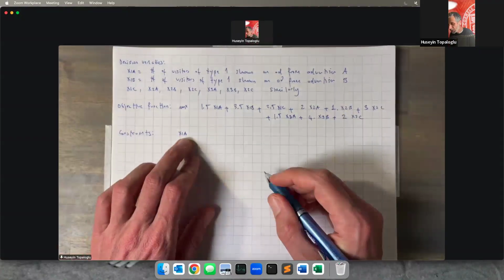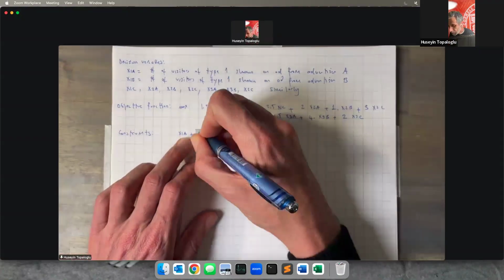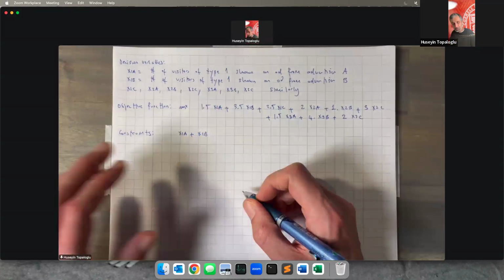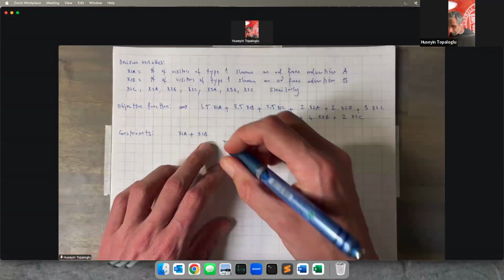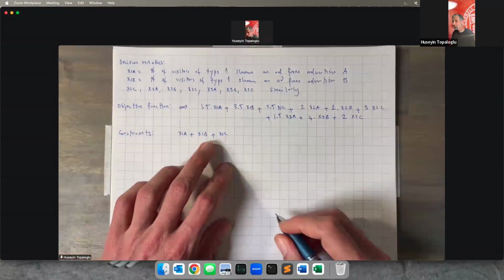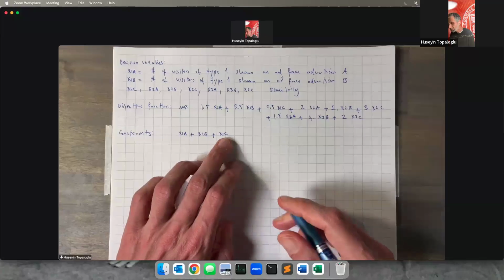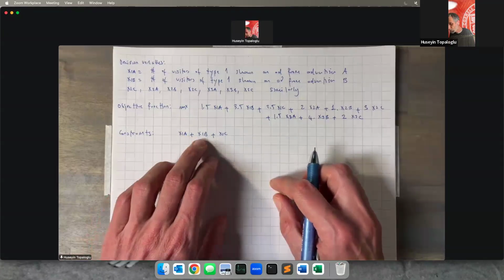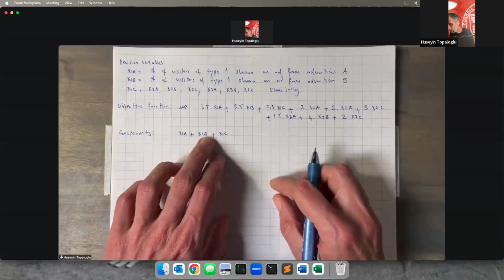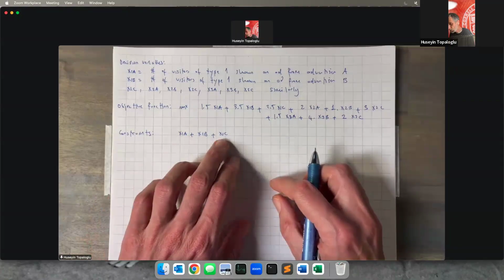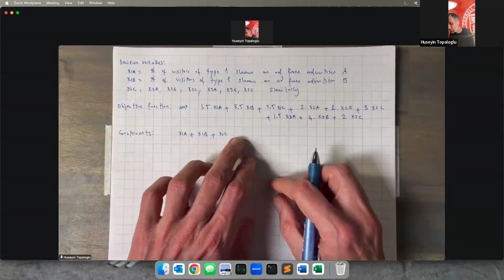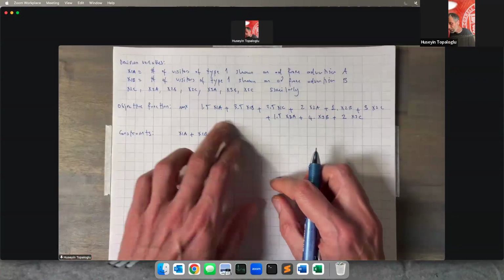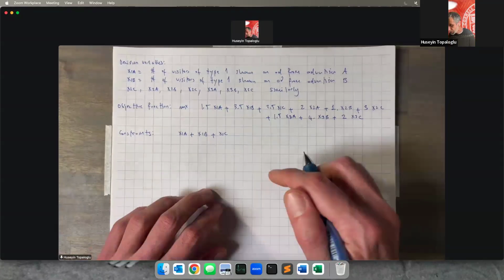X1A is the number of visitors of type 1 seeing an ad from advertiser A. X1B is the number of visitors of type 1 seeing an ad from advertiser B. X1C is the number of visitors of type 1 seeing an ad from advertiser C. So this sum is the total number of visitors of type 1 seeing an ad from any of the advertisers.